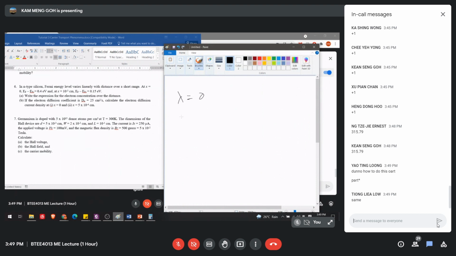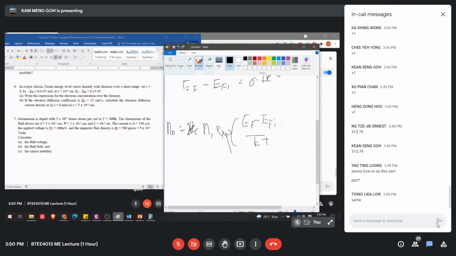Where S is 0, EF minus EFI will be equal to 0.4 eV. Then where S is 10 to the power negative 3, EF minus EFI is equal to 0.15 eV. Write the expression for the electron concentration. So we assume that the electron concentration is n0 equals Ni exponential (EF minus EFI) over kT.